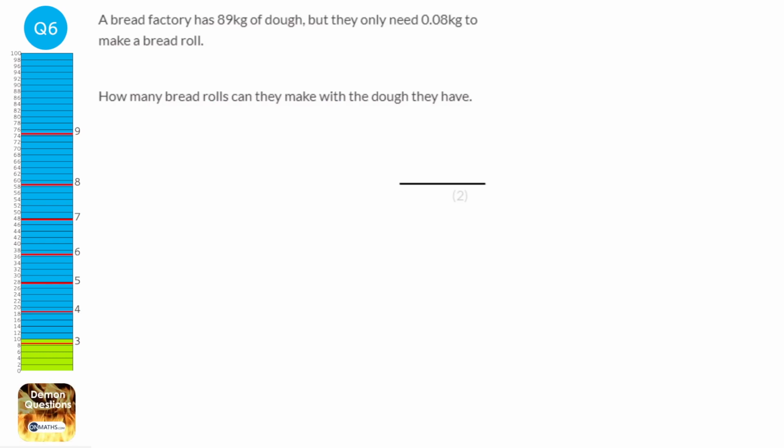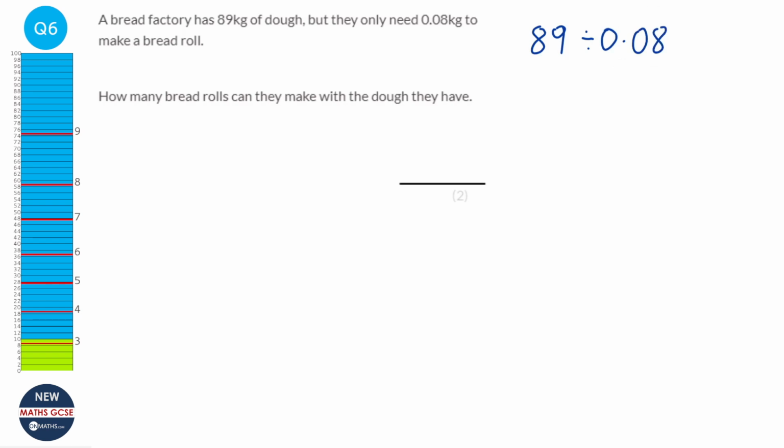So here we're asked to find how many bread rolls we can make. We've got 89 kilograms, and it takes 0.08 kilograms to make a bread roll. Something we can do is convert these into grams, or we can just keep it at kilograms, but I've got a neat little trick. The trick is, if you've got a decimal when you're dividing, as long as you do the same thing left and right, you can multiply them by 10 or 100.